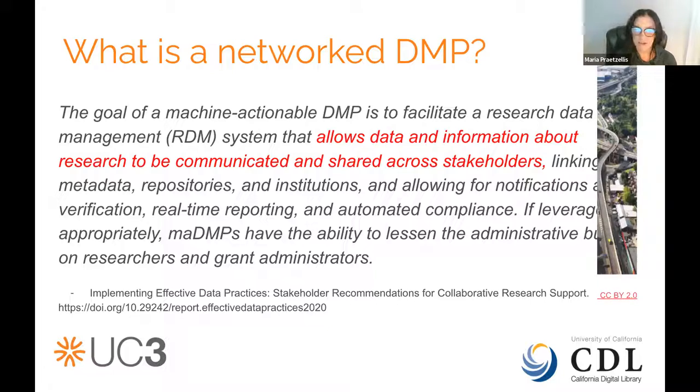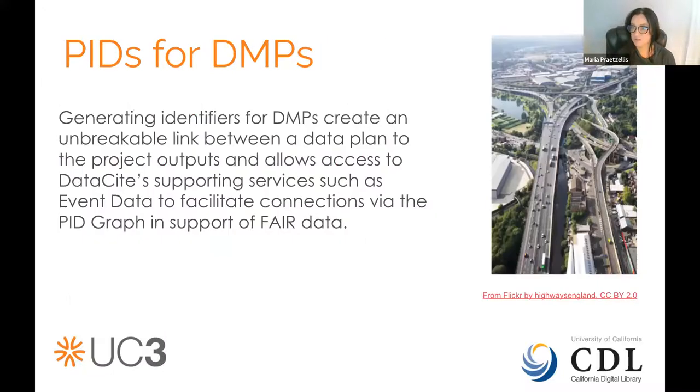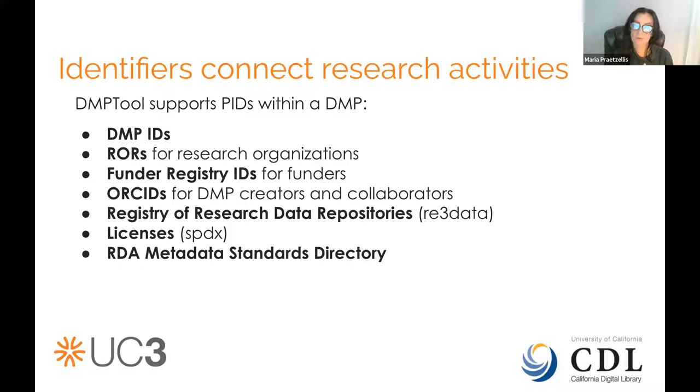So as part of this, one of the first things we had to do was to get an identifier for the data management plan itself. And that's called the DMP ID. That was a core piece of this new system that we were building because it created an unbreakable link between the original data management plan and the eventual outputs that were connected to a plan. So say you have software connected to a plan, or you have specific data sets or images or publications, all of those resources that were produced as part of a project are connected to your data management plan through the use of identifiers. So we have the identifier for the data management plan within the DMP itself.